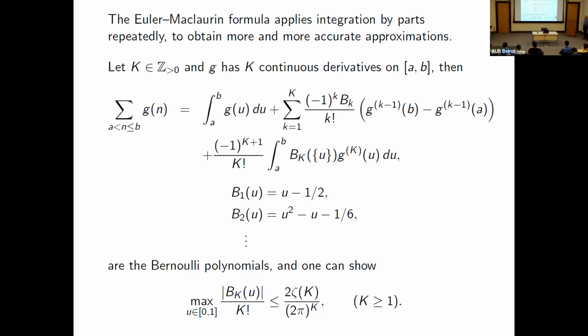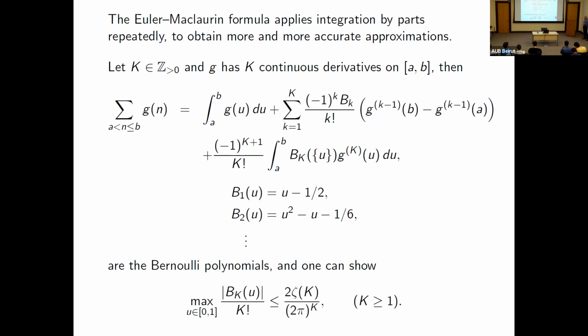And then on the outside, you have a k factorial. You can bound the Bernoulli polynomial over k factorial by 2 zeta k over 2 pi to the k. Okay, so there are several things. We're just taking the max here between 0 and 1. This is really the only use that are relevant here because you have b sub k of the fractional part of u. The fractional part is always between 0 and 1, so to bound the size of this, you can just consider u between 0 and 1.